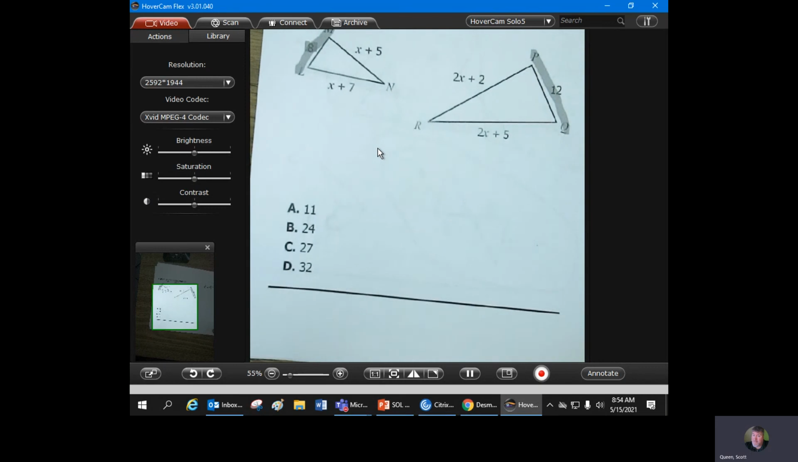Oh, we got another one, and I marked that one up too early. That's okay, we'll make it work.